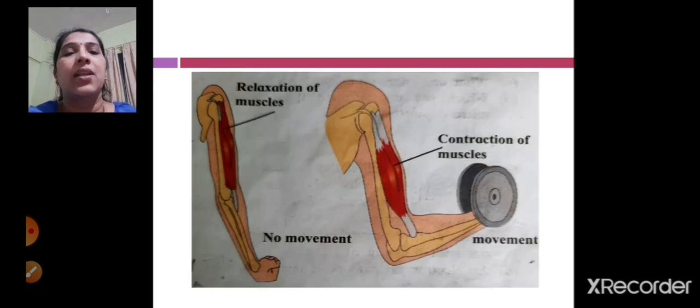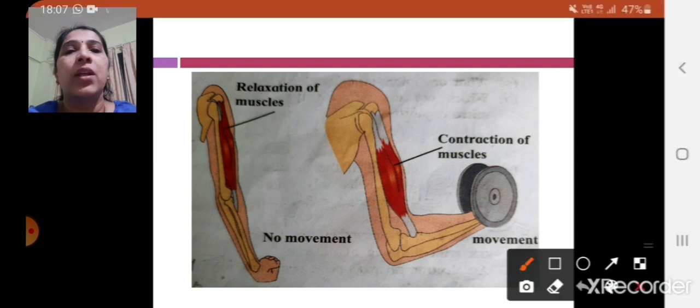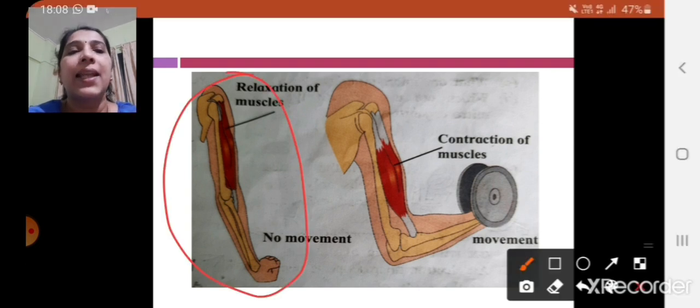Next, you can see the figure. Now there is no movement over here, so that means that is the relaxation of muscle. Now here some object is being lifted, right? So there is contraction of the muscle.